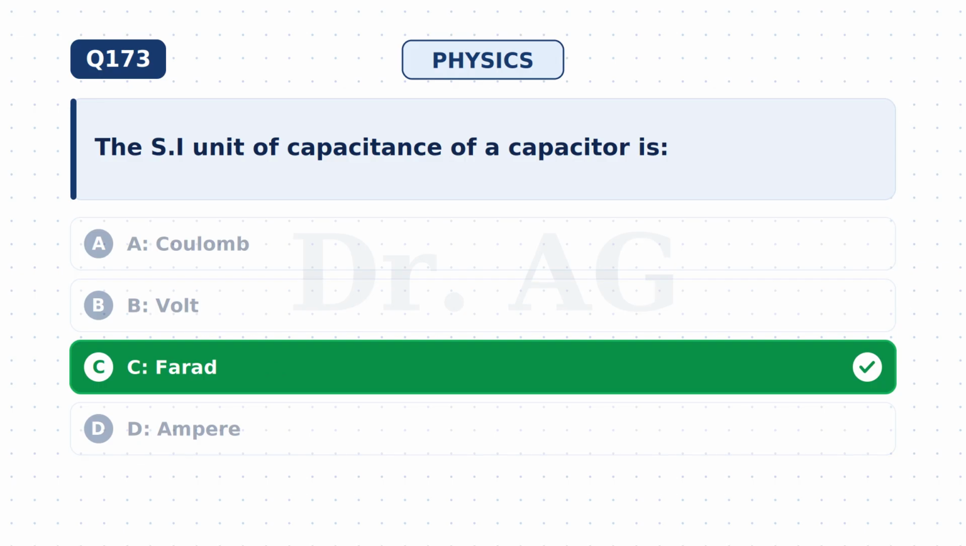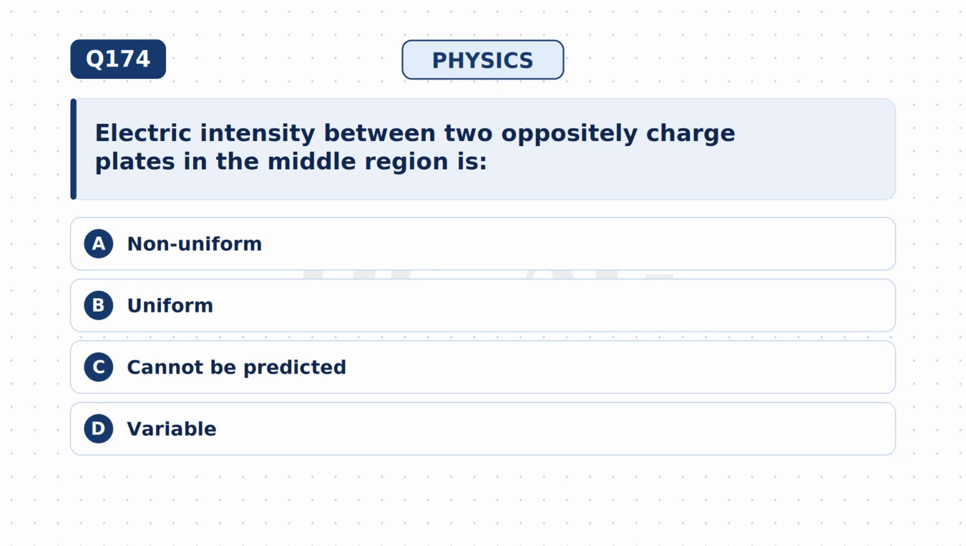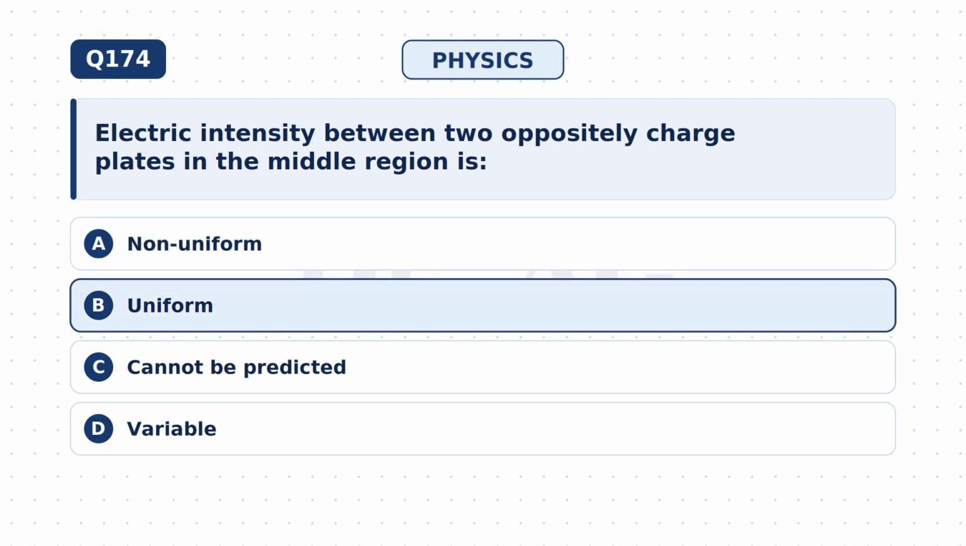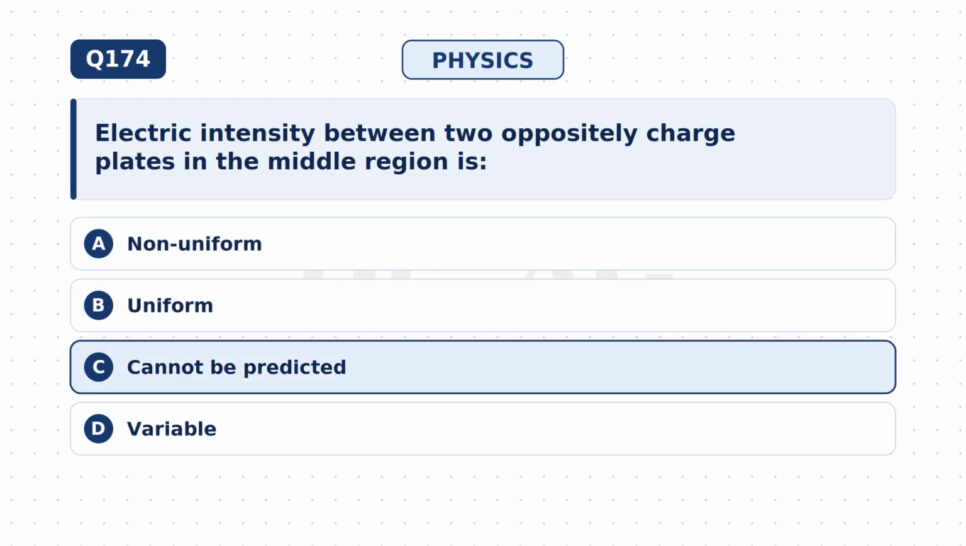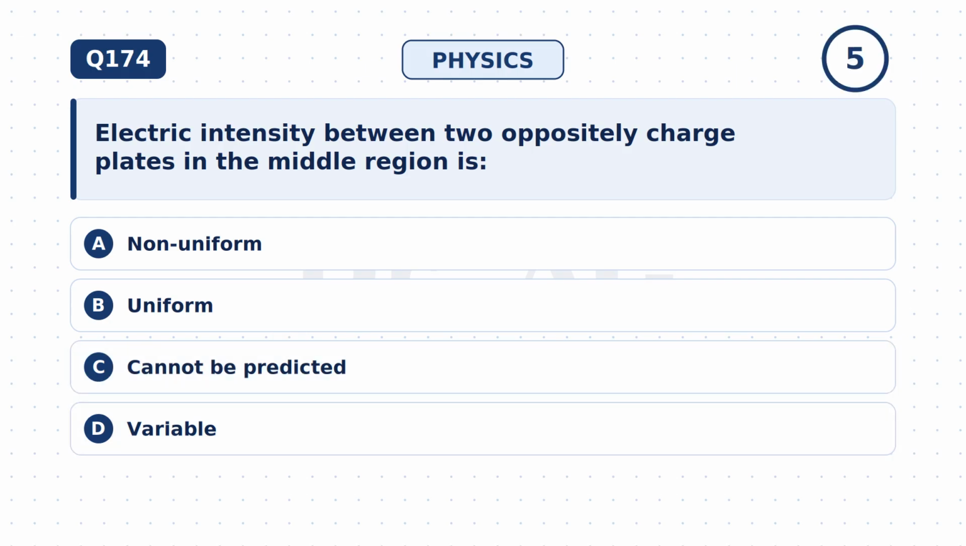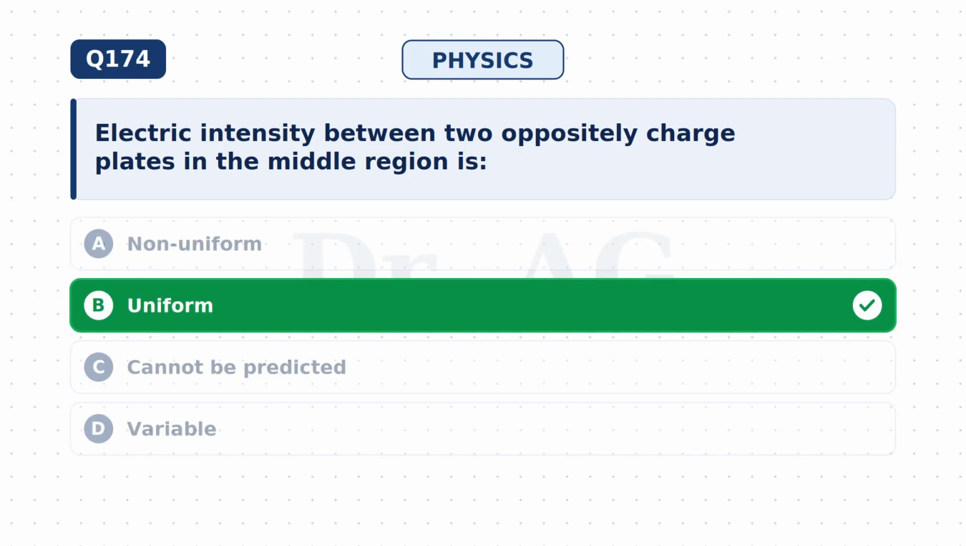The correct answer is C, farad. Question 174. Electric intensity between two oppositely charged plates in the middle region is: Option A, non-uniform. Option B, uniform. Option C, cannot be predicted. Option D, variable. The correct answer is B, uniform.